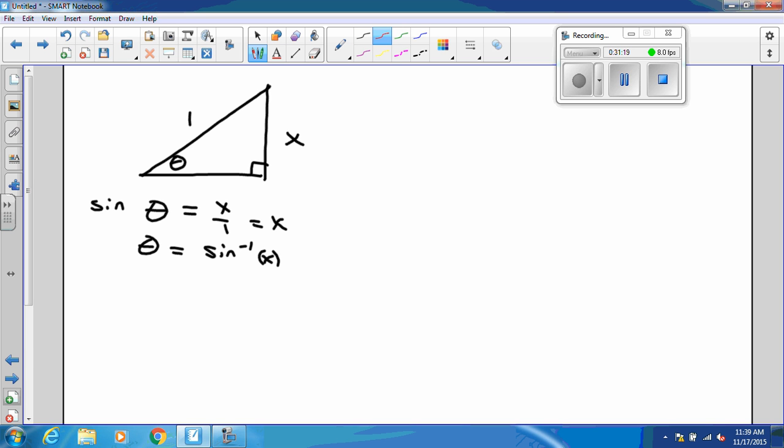What is the measure of this angle right here? If I'm doing it in radians, these two angles are complementary. They have to add up to 90 degrees, which is how many radians?